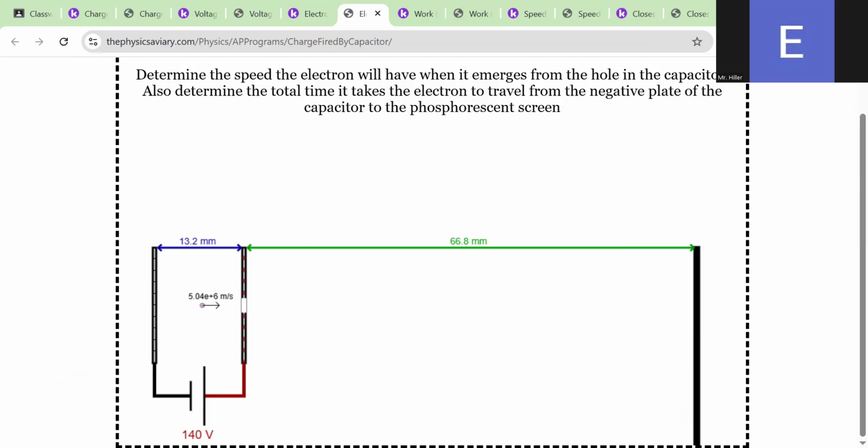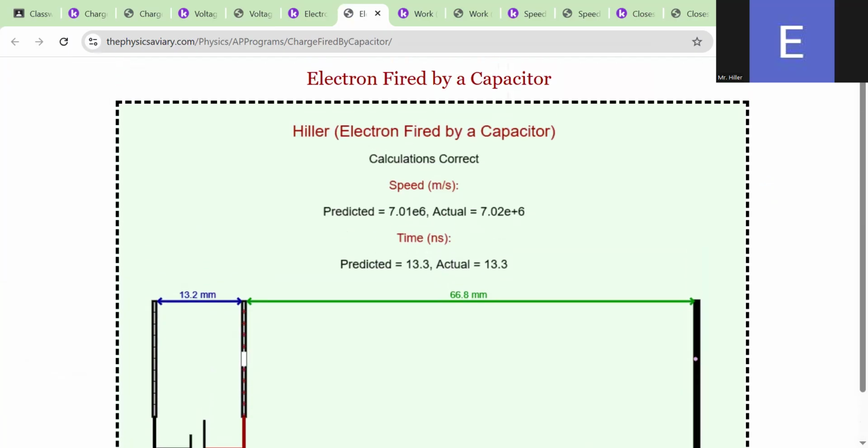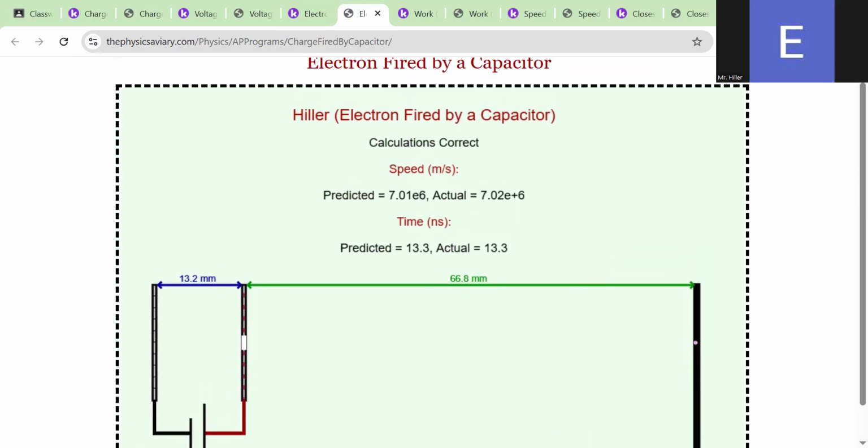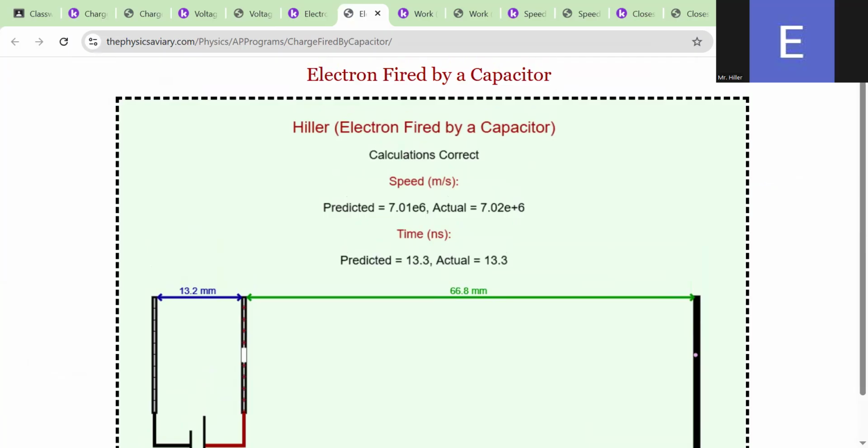It's going to run the simulation, accelerate. You can see it's moving at a constant speed across. And when it gets to the end, it's going to tell us whether we got it right or whether we got it wrong. And there you go. Hopefully you were able to get question 3 correct yourself.